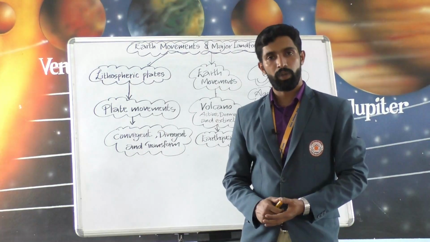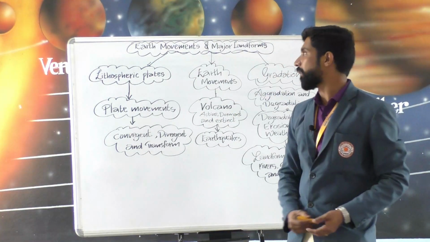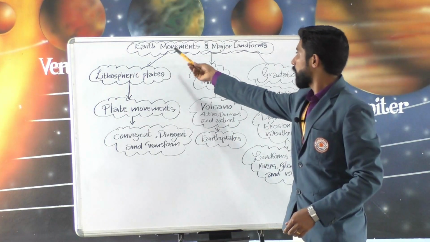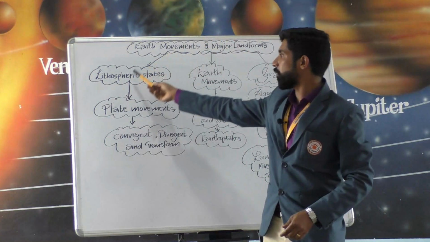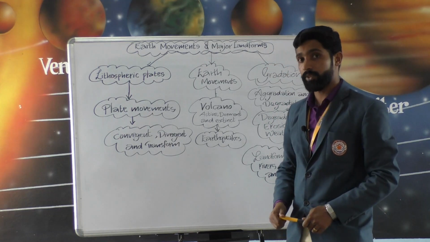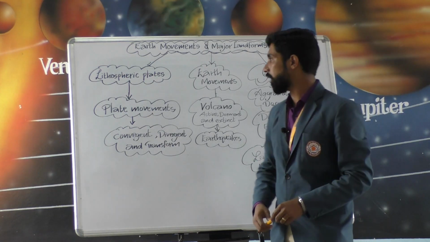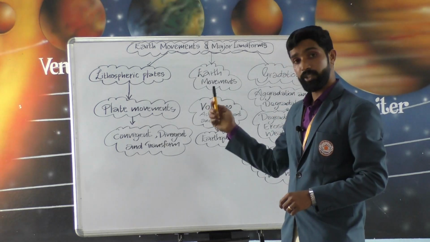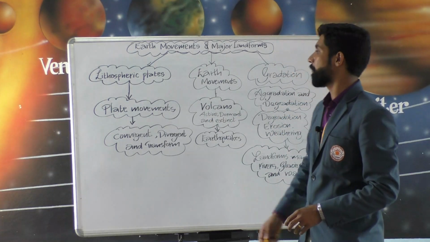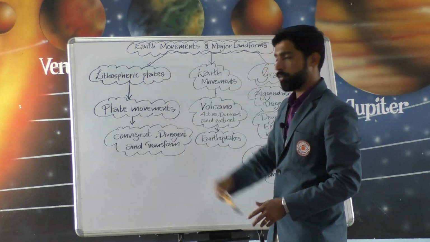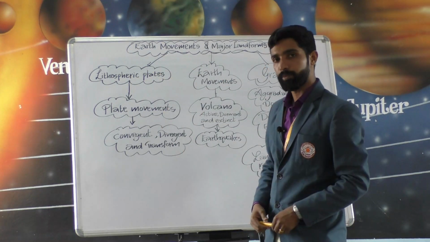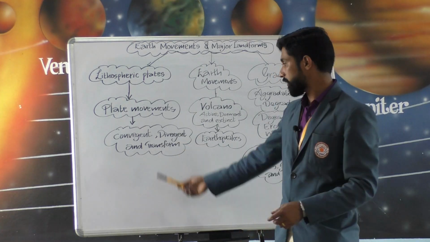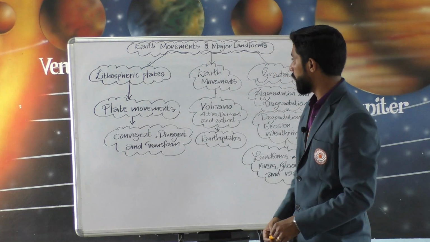So let's conclude our chapter in the form of a mind map. So in this lesson, we have learned earth movements and major landforms. First we learned about lithospheric plates. There are 7 major lithospheric plates. We made a shortcut also, Spain and Europe. Then we learned about plate movements. There are 3 types of plate movements: convergent plate movement, divergent plate movement, and transform plate movement.